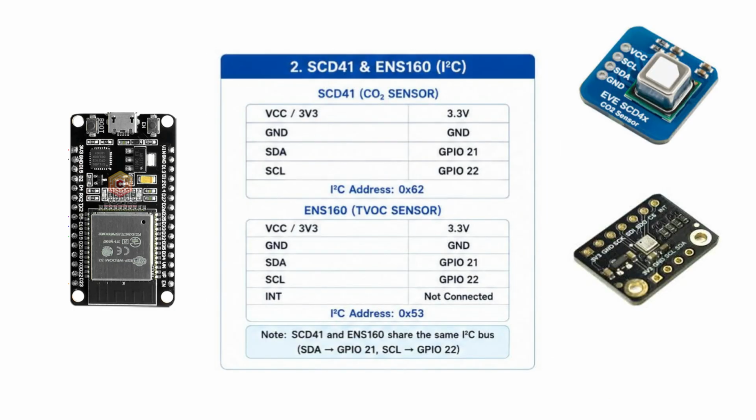And now let's see the SCD41 plus ENS160 wiring diagram. Both the SCD41 and ENS160 are I2C sensors, so they can share the same SDA and SCL lines. The SCD41 uses I2C address 0x62 while the ENS160 uses 0x53. The SCD41 will provide our CO2 measurement and the ENS160 will provide TVOC.